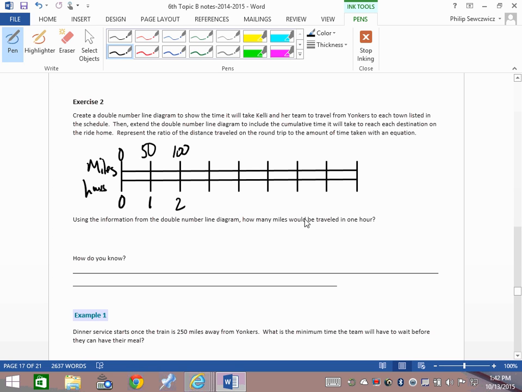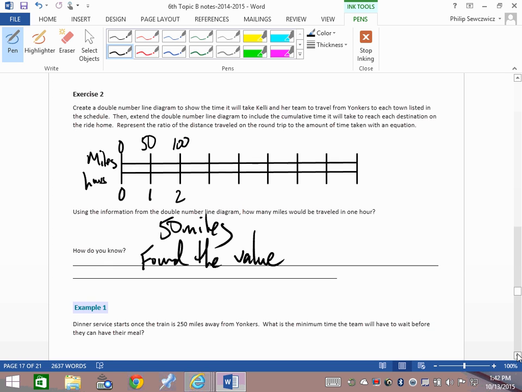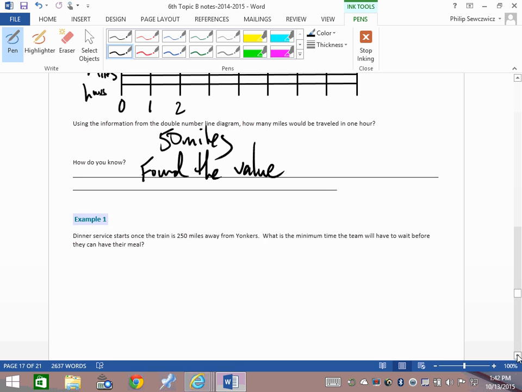Using the double number line, how many miles would be traveled in 1 hour? Well, we can see right there that it would be 50 miles. How do we know? Well, we found the unit value. That got things started. By finding the value, we were able to simplify it down to the very beginning of how much it was for one. But again, I'm not too much of a fan of that particular question. How do you know? Well, I guess my preference is what did you do to figure out 1 mile? I think that's a better idea.